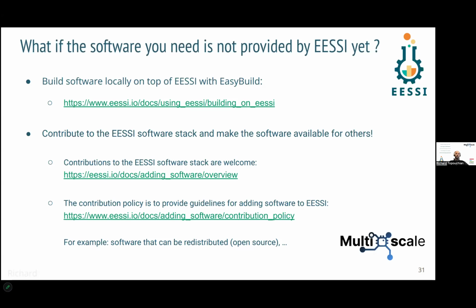The second approach is, so in the first one, you basically build the software locally only for your system. But how about contributing to the Easy software stack and making the software available for others? In this approach, you can contribute to the Easy software stack by following the documentation under easy.io/docs, adding software, where you can find the contribution policy, which is a guideline for adding software to Easy.